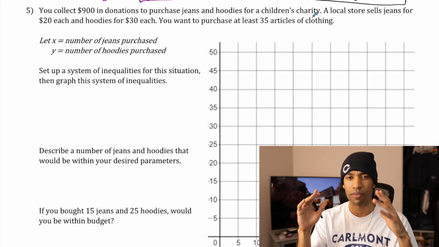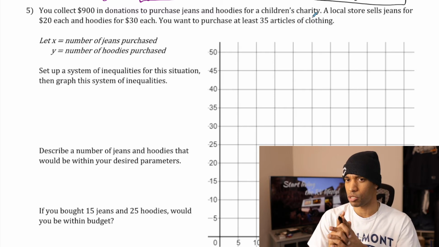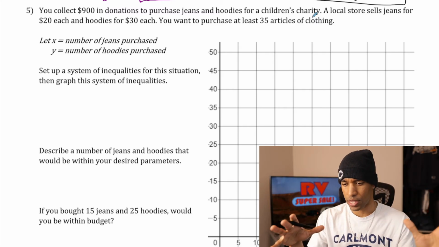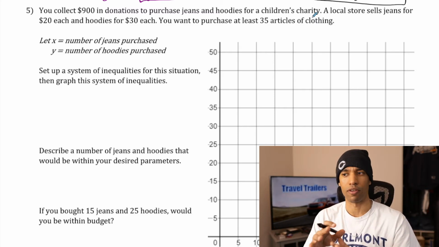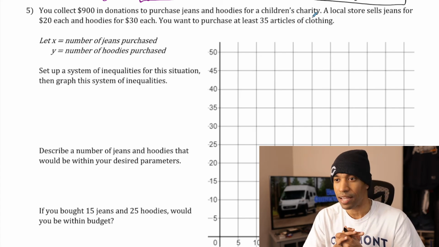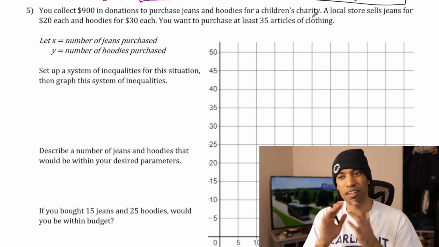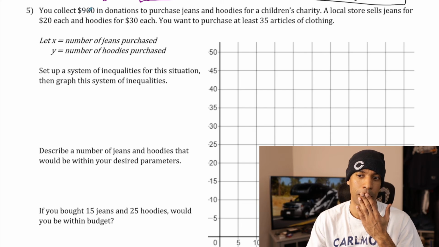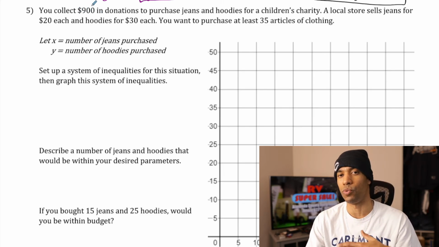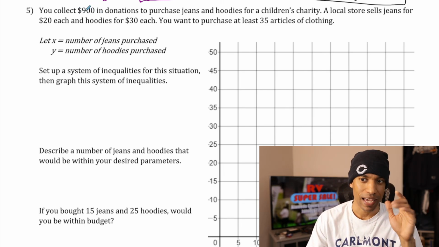So what we're going to figure out is a system of inequalities, not a system of equations. We're going to be within a range here. You don't have to purchase exactly 35 articles of clothing. You don't have to spend exactly $900. And I should have mentioned that $900 is the most that you can spend. I hope that kind of makes sense.